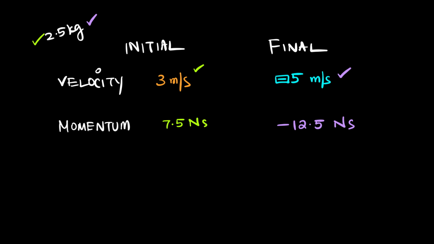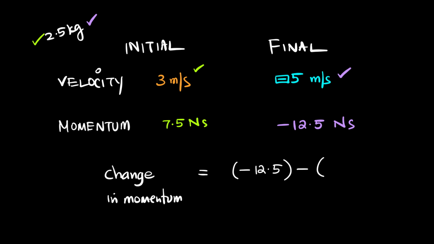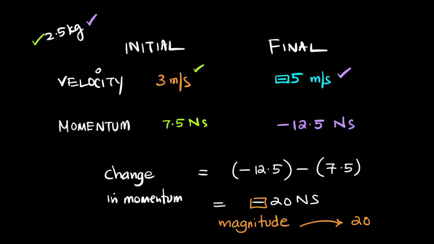Now let's talk about the change in momentum. So the change in momentum is the final momentum minus the initial momentum. That is negative 12.5 minus 7.5. This comes out to be negative 20 Newton second. But since we are interested in the magnitude, therefore we will discard the negative sign and this answer comes out to be 20 Newton second.